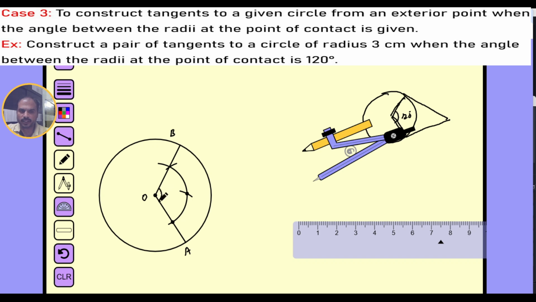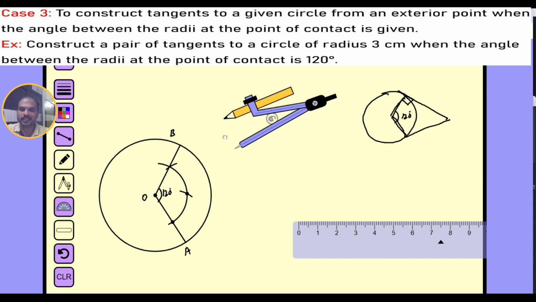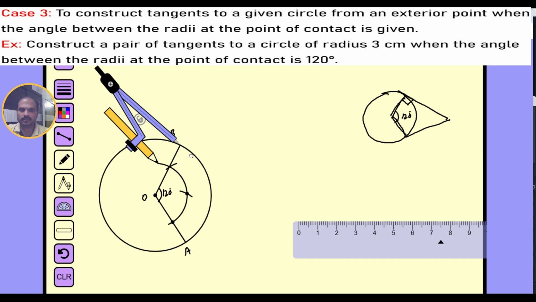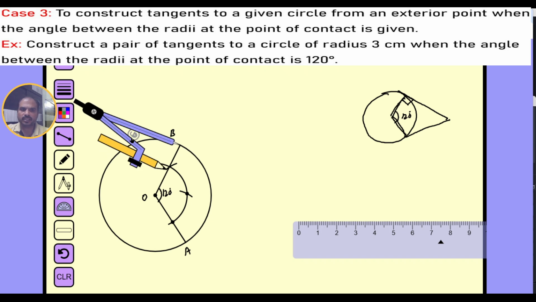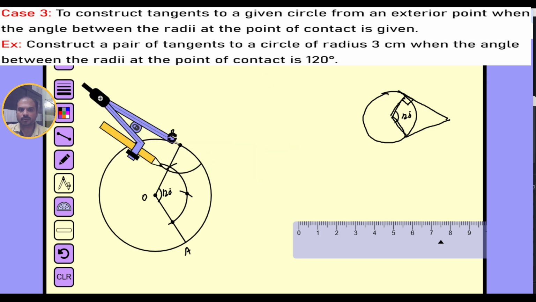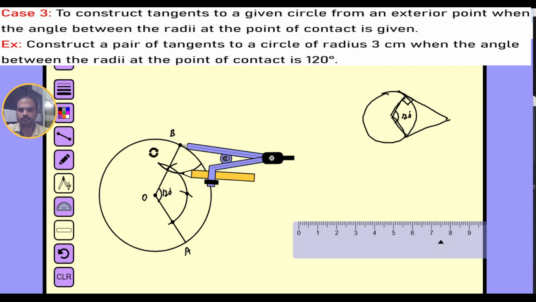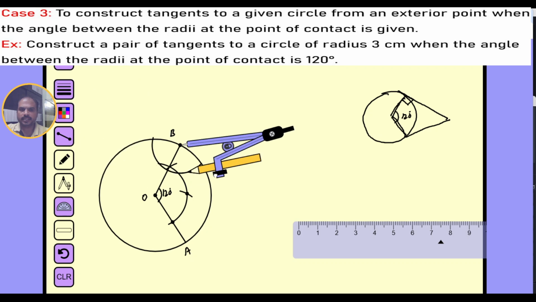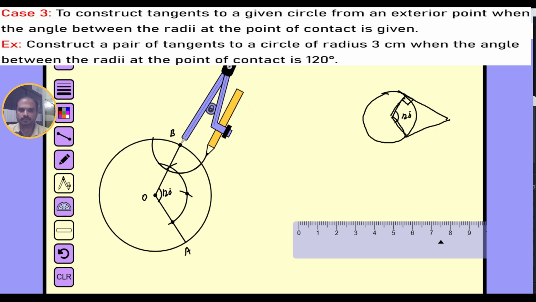The angle between these two radii is 120 degrees, and you know that the angle between the radius at the point of contact and the tangent is 90 degrees. Now my job is to construct 90 degrees at A and B. So I'll again take a suitable length of compass. It need not be the same length as you used in the previous case. All of you are aware how to construct 90 degrees. So now I'll draw 90 degrees over here. Construct 90 degrees at this particular point, B.